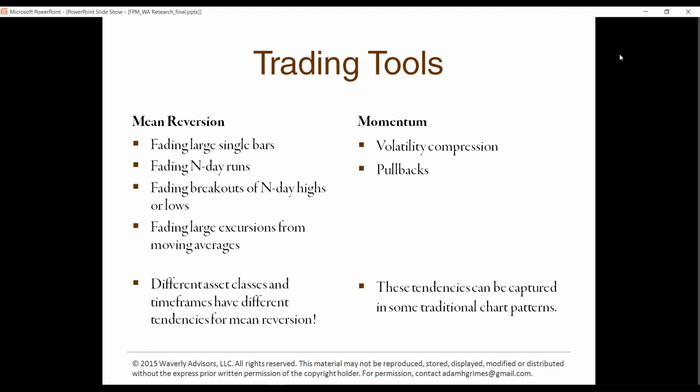But some of the tools would be for mean reversion. We might look to fade large single bars, and you have a large bar we'd have to measure on a volatility adjusted basis. Fading in-day runs, and plug in your favorite number. So we could be looking to fade markets. Fade means to go against a market that has moved 3 days or 5 days or 10 days in the same direction. We can also look to fade breakouts of in-day highs or lows. Another thing stock traders like to do is to trade stocks at 52-week highs. Well, there's a tremendous statistical edge for stocks at 52-week highs to reverse and sell off.